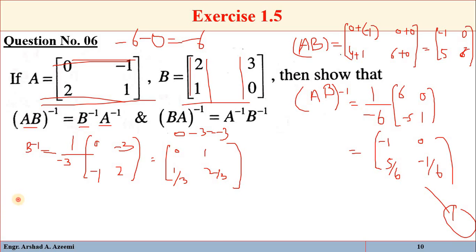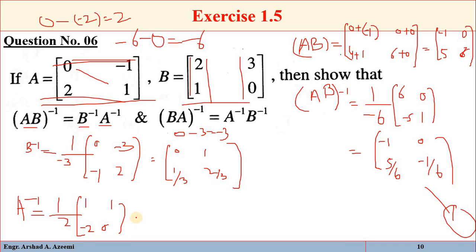Similarly, the inverse of A is equal to 1 over the determinant of A. So the determinant of A will be 0 minus minus 1 multiplied by 2. So that is minus minus 2, which is equal to 2. The determinant of A is 2 and its adjoint will be 1, 0, 1 and minus 2. So the inverse of A is equal to 1 by 2, 1 by 2 and minus 1 and 0. This is A inverse.